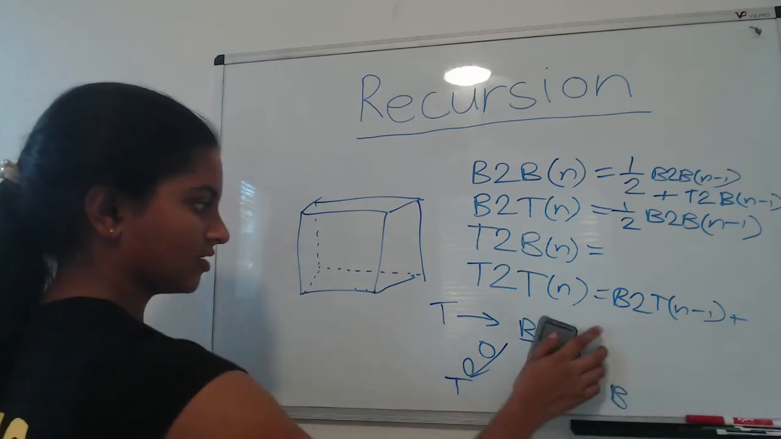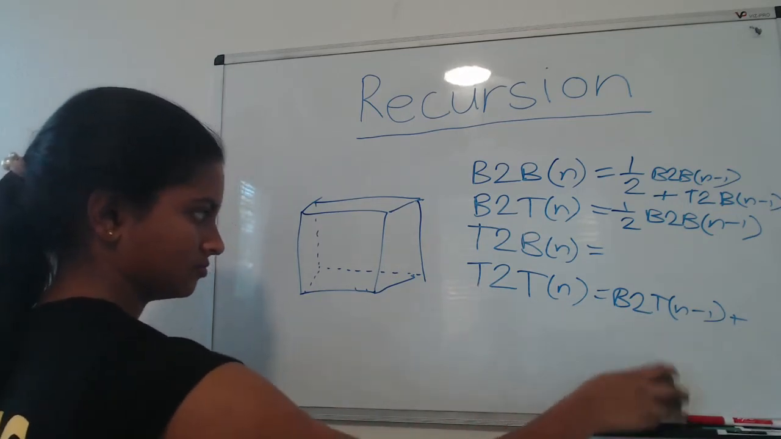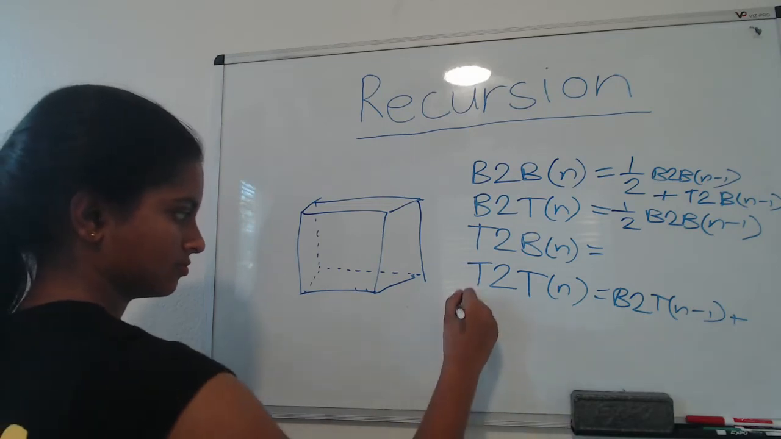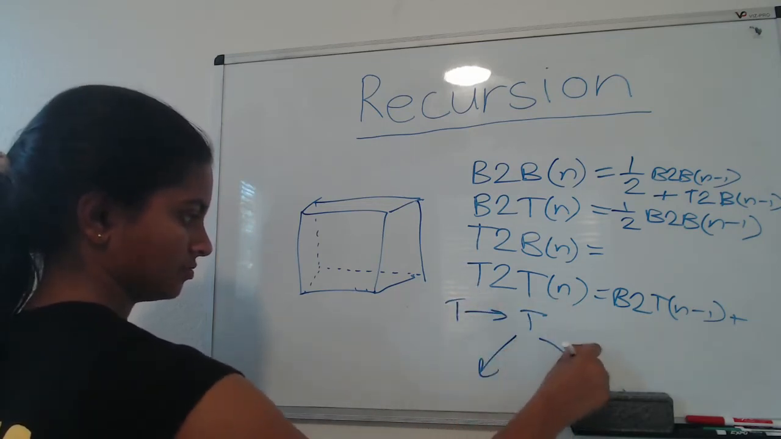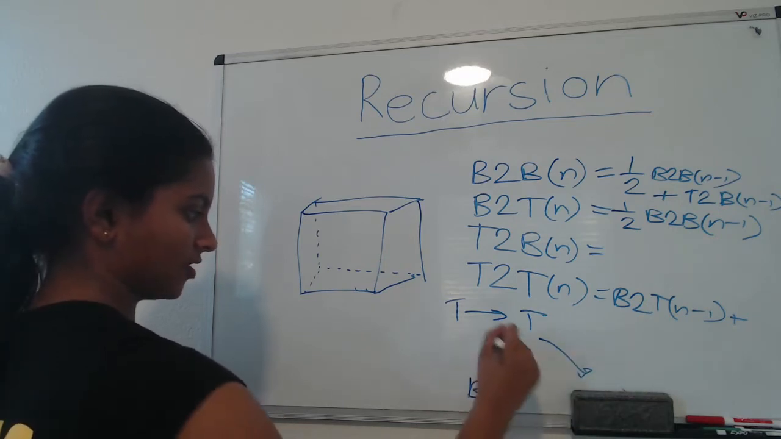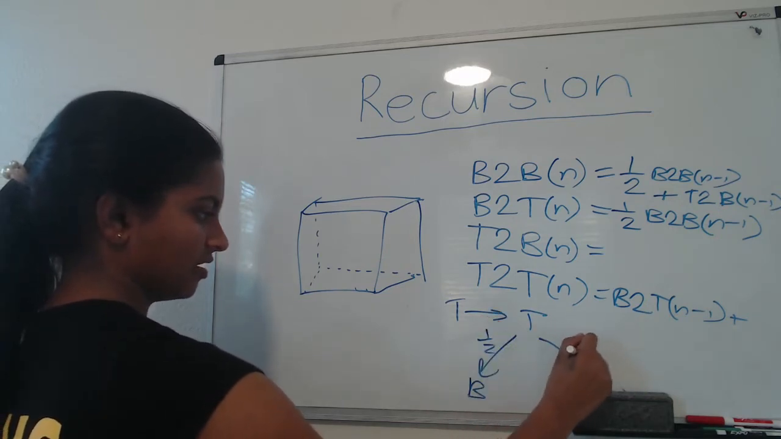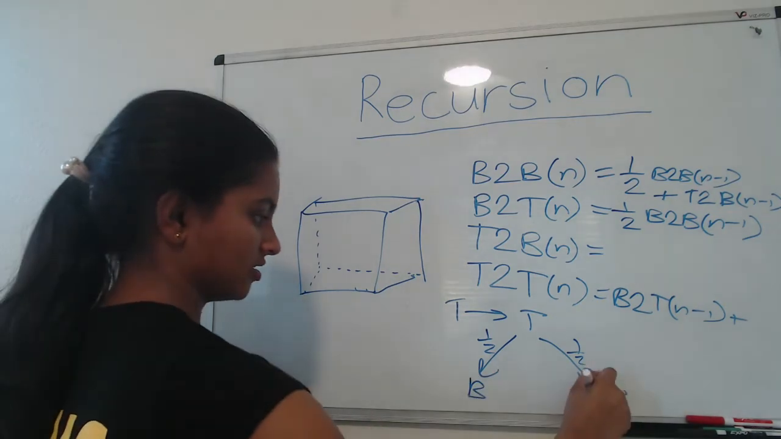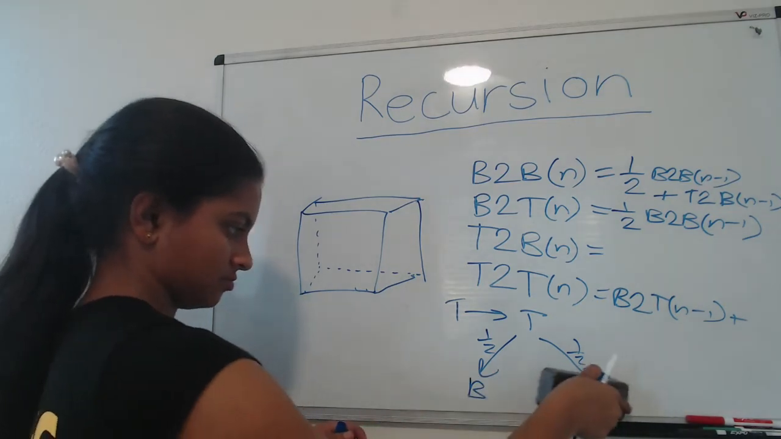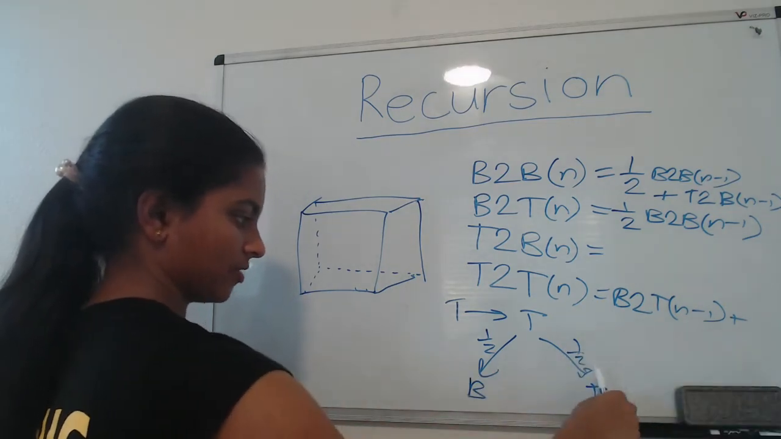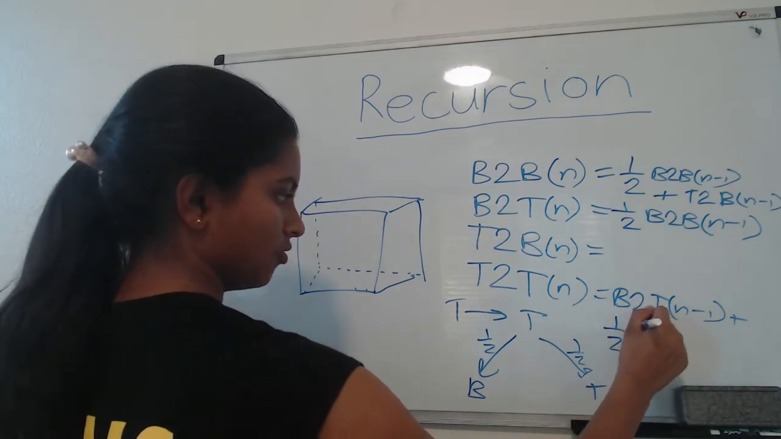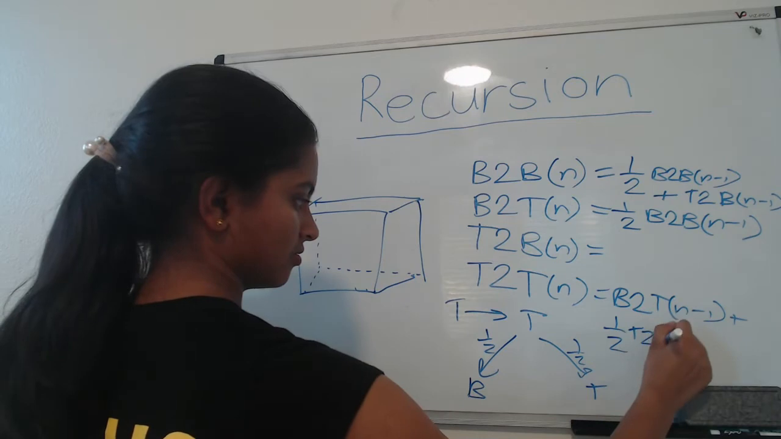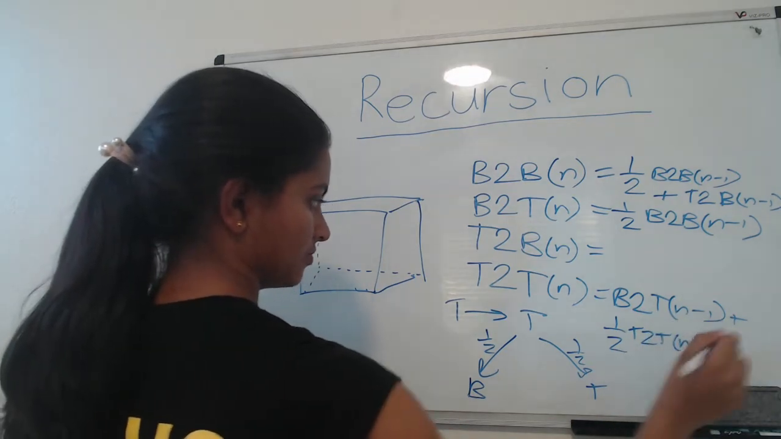Now let's discuss t to t. Here, 1/2 of it could go to t to b, the other half of it could go to t to t. I'll move this eraser so you can see. We can add that accordingly.